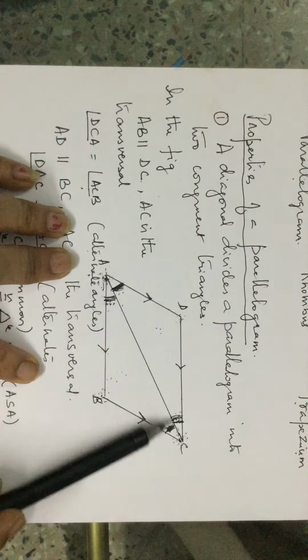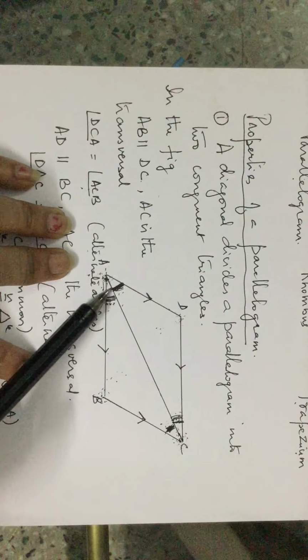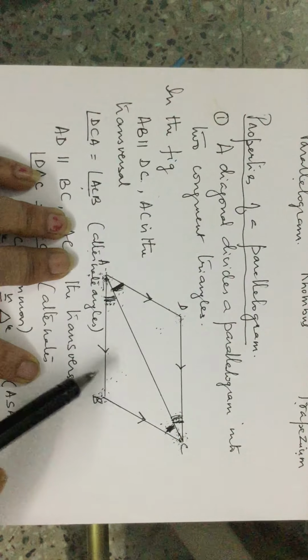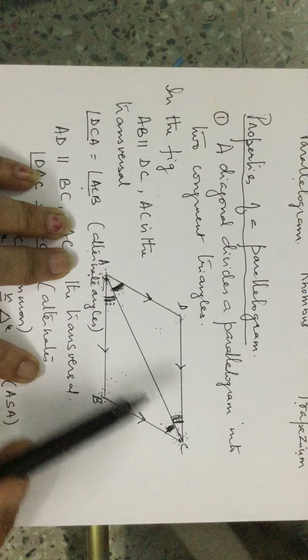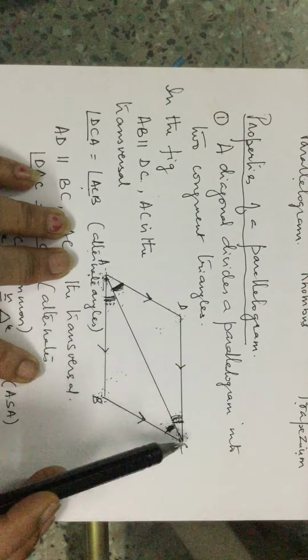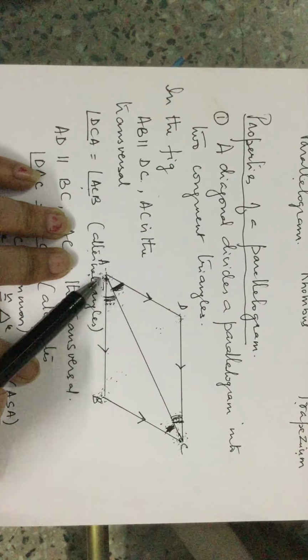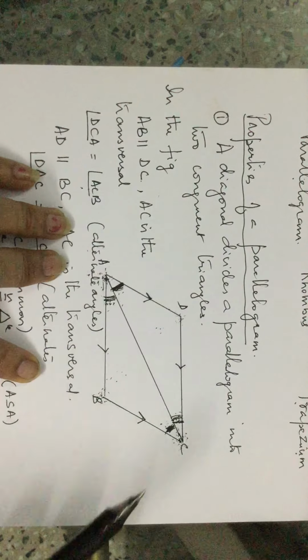So in the figure, AB is parallel to DC, and because it is parallel, we know that CA becomes a transversal. You learnt in 7th standard that when a transversal cuts a pair of parallel lines, we get interior alternate angles. Angle DCA and angle BAC are alternate angles and they are equal. So angle DCA is equal to angle BAC. It is equal, alternate angles.